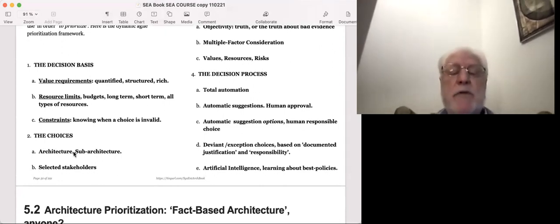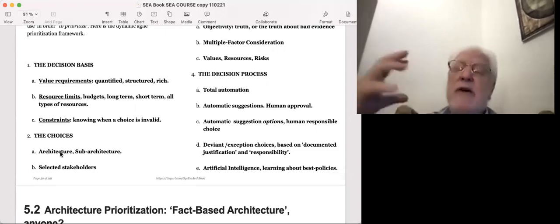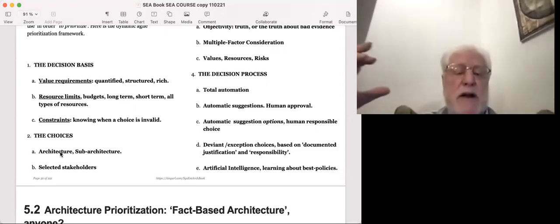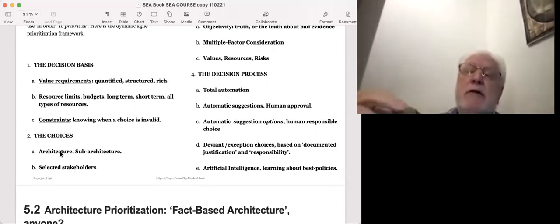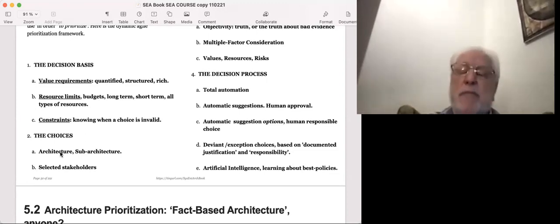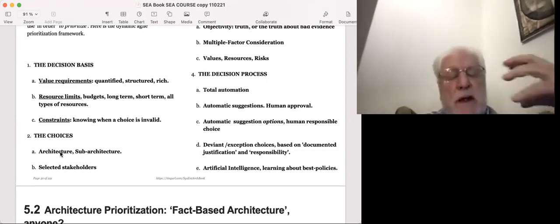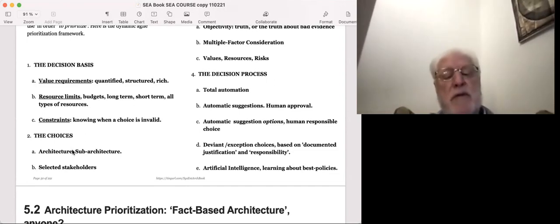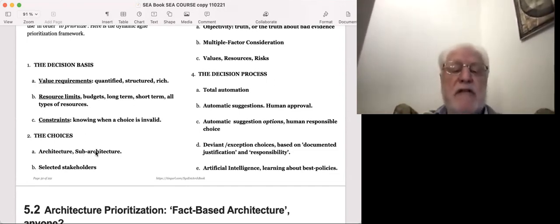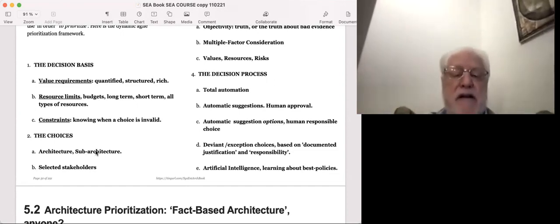Now, what can we choose? What can we prioritize? Well, first we can prioritize any architecture. Let's say we have a top 10 architectural ideas. One of them might be to buy a completely new system or build a completely new system or reuse the old system to some degree. Those would be really big architectural decisions. And sub-architectures would be subsets of this, as we discussed last Tuesday in the decomposition session.